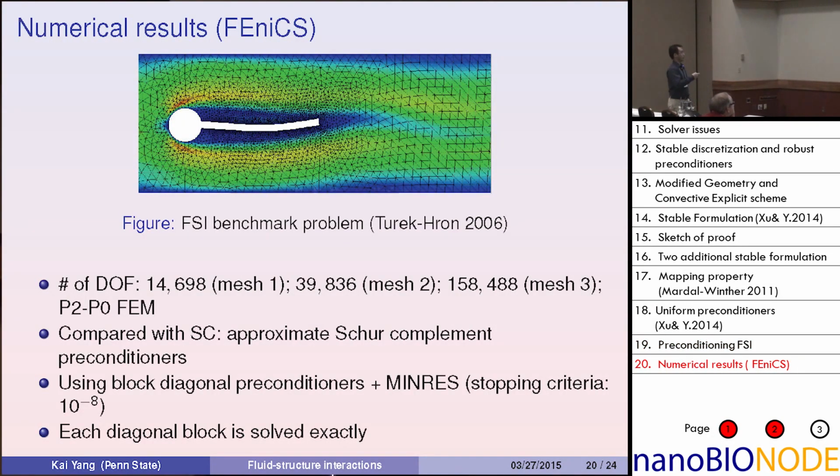Okay, at the end, some numerical examples. Here we use this benchmark problem. It's a 2D problem. We have 3 different meshes. They have more and more degrees of freedom. We use this P2, P0. They are stable Stokes pairs. We compare this performance with the approximate Schur complement preconditioners. The iterative method we use is MINRES. We use these preconditioners to precondition this MINRES. Stopping criterion is 10 to the power minus 8. And here each diagonal block is solved exactly. In practice, we definitely have to use some multigrid. But here, to show the theoretical result, we just solve them directly.